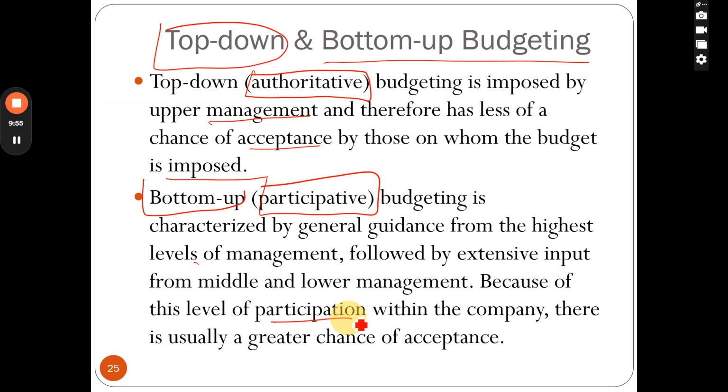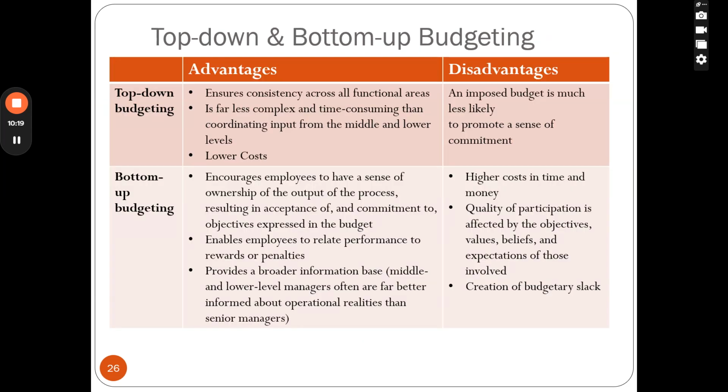Because of this level of participation within the company, there is usually a greater chance of acceptance. So this type of budget will be accepted by almost all of the people in the company because it is prepared by the low level management and it is being communicated towards the upper level management. So this is top down and bottom up budgeting.